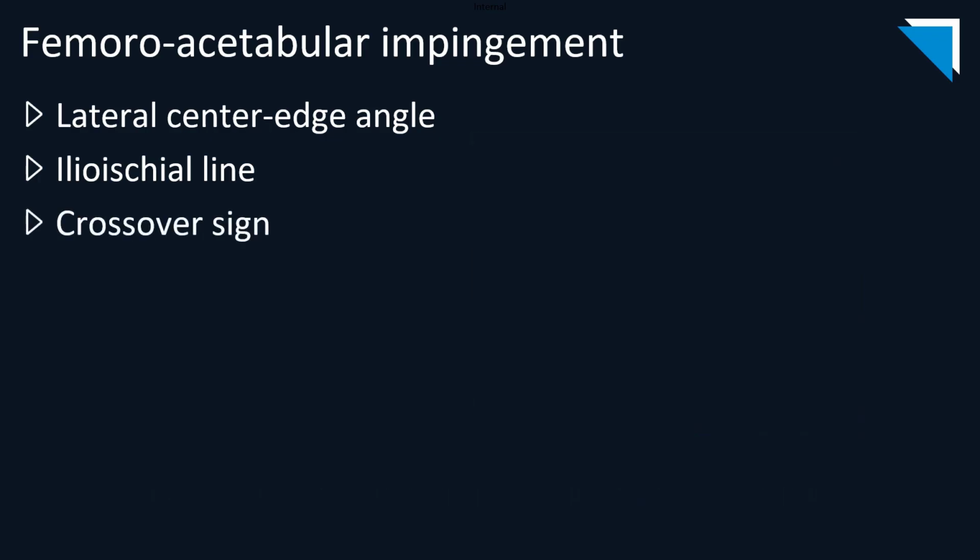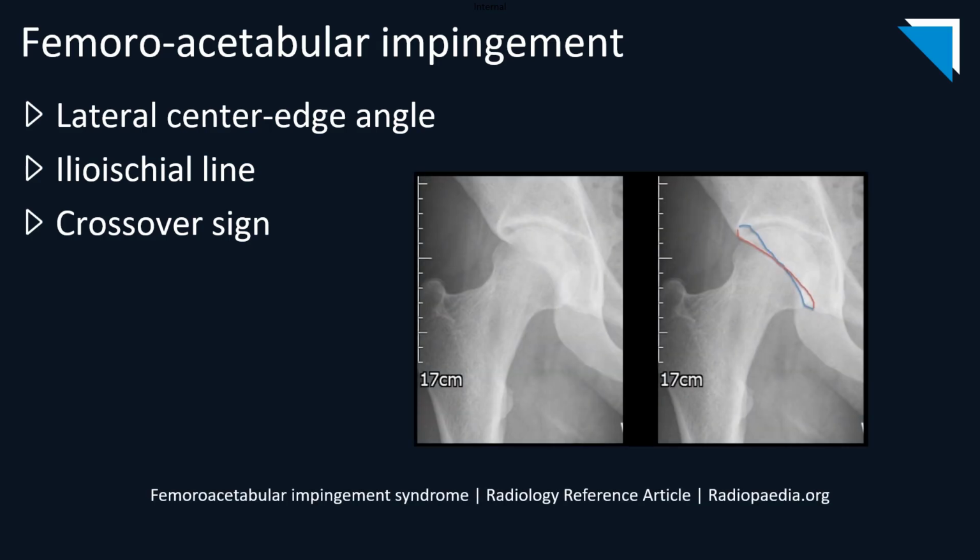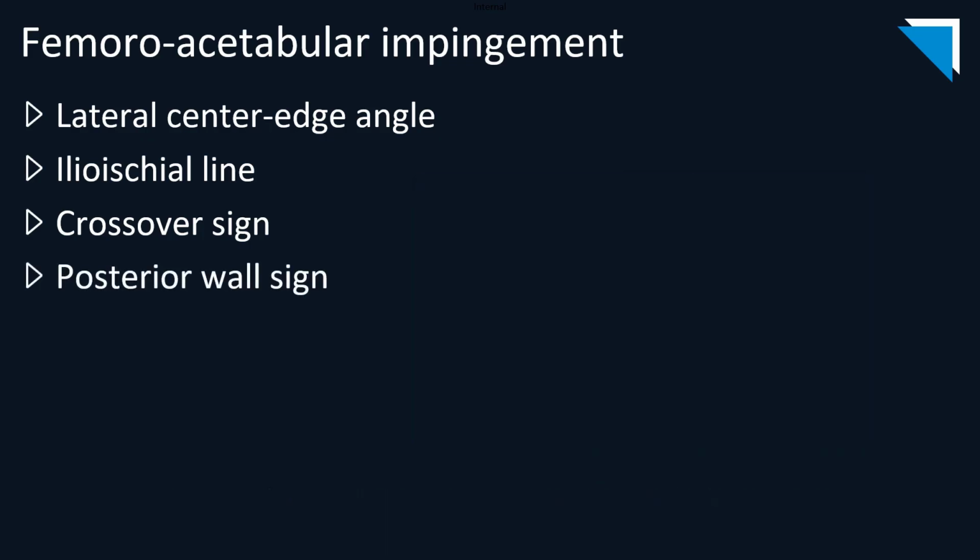The crossover sign, or figure of 8 sign, is formed by tracing the anterior and posterior acetabular walls. If the lines cross, forming a figure of 8, that is indicative of acetabular retroversion, which is a form of pincer morphology. If the posterior acetabular wall projects medially to the center of the femoral head, that is indicative of acetabular retroversion or dysplasia.